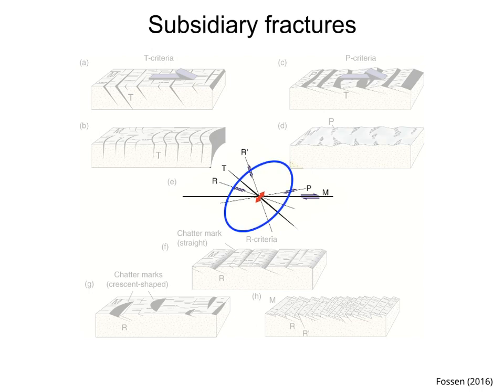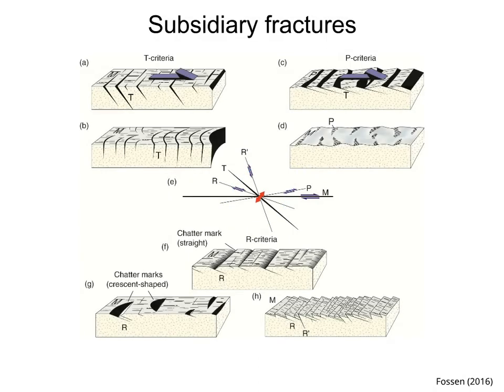The orientation of all these fractures is better understood by superposing the infinitesimal strain ellipse. Figures A and B show the T fracture criteria. Figures C and D show the P fracture criteria. And Figures F to H show the Riedel fracture criteria.